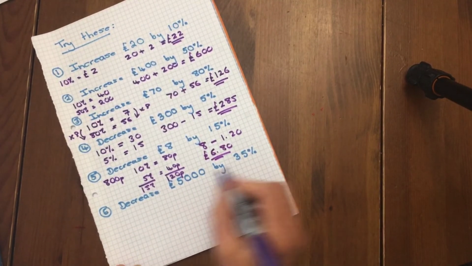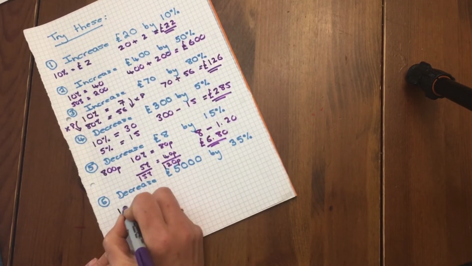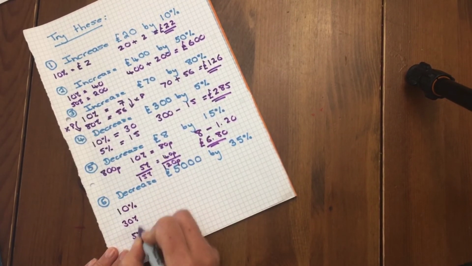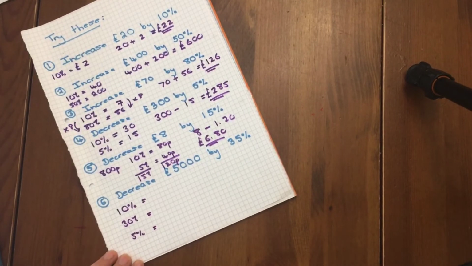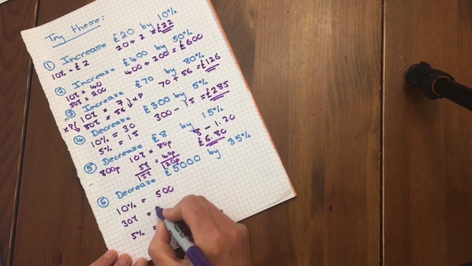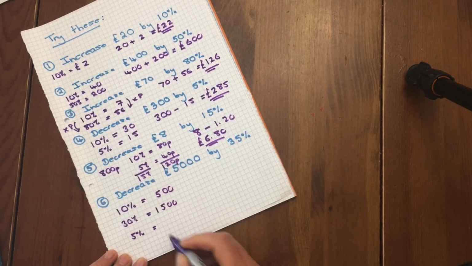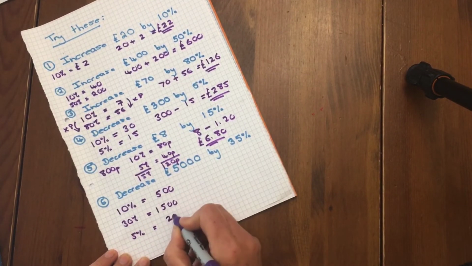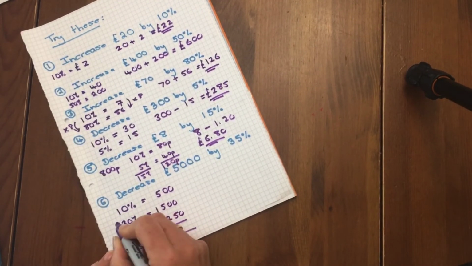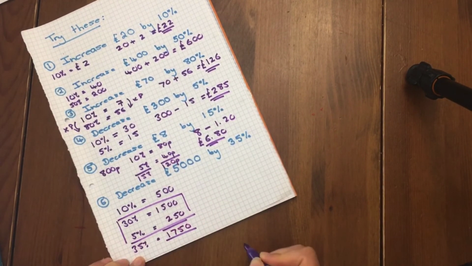Last question, the hardest one here. Really well done if you got this one correct. So I want to find 35%. So these are the stages I'm going to do to find 35%. 10%, divide by 10. 30%, times 10% by 3. 5%, half of 10%. To get 35%, I add these 2 together. So I get this answer.